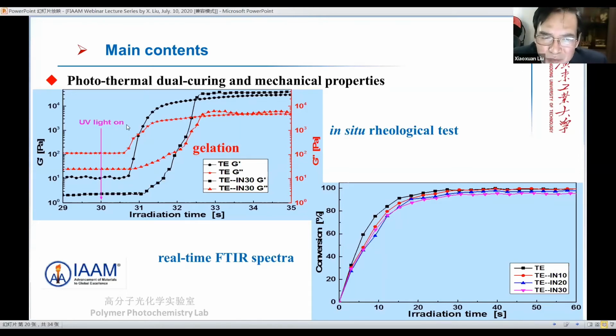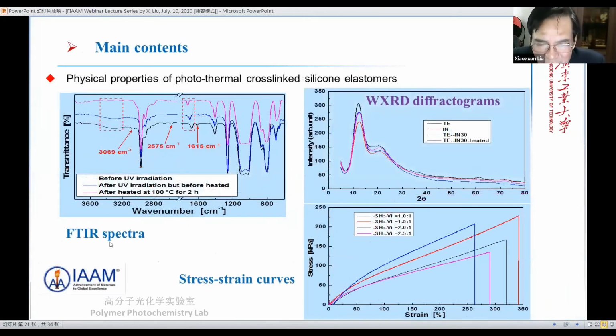One is the UV light. With the UV light on for 30 seconds, the duration is opened, and the conversion increases sharply. This is the FTIR spectra with a special absorption peak, and many of the peaks change with the UV curing.